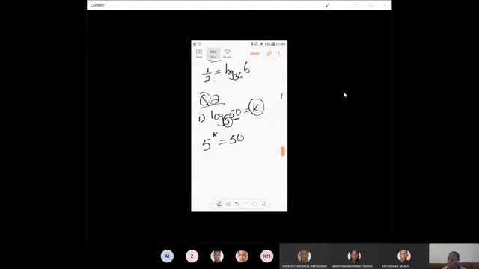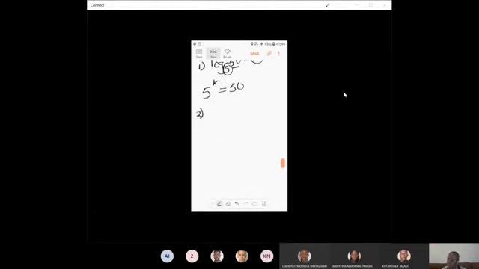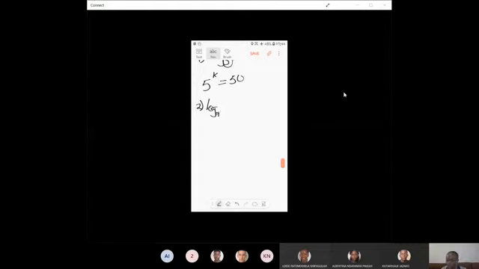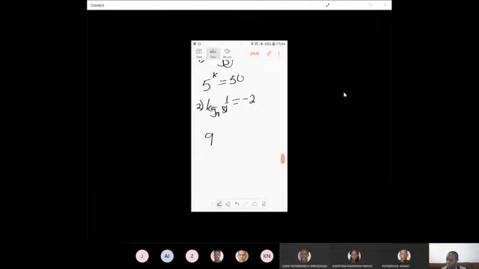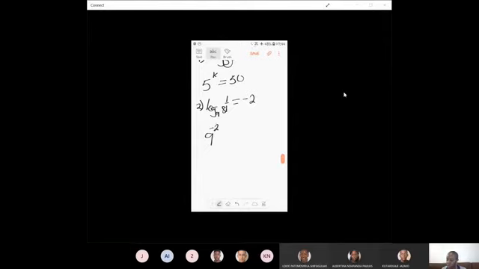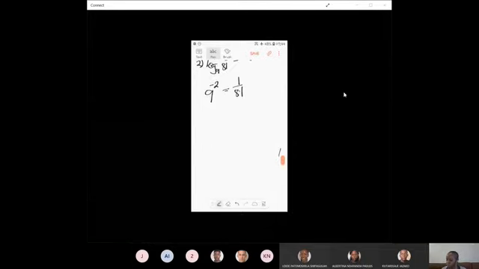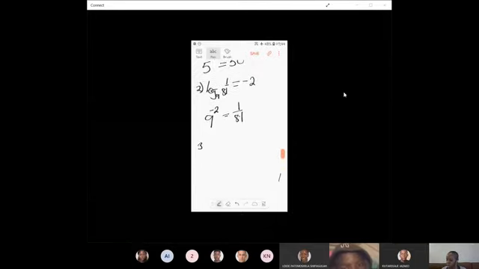Number 2, I have log to the base 9 of 1 over 81 is equal to minus 2. So again, it is base to the power of the exponent, and this is equal to the argument. So very simple.